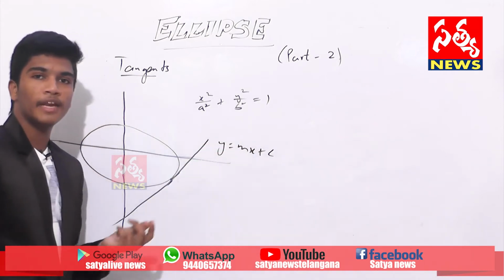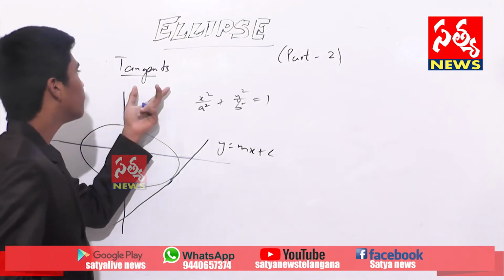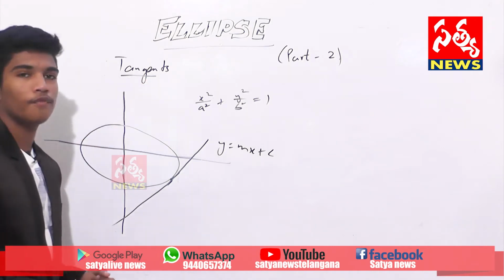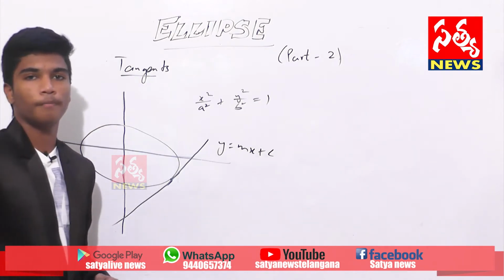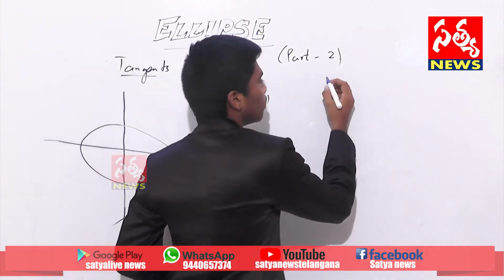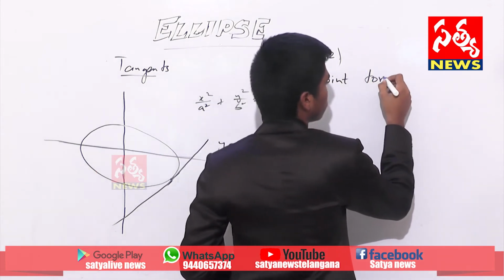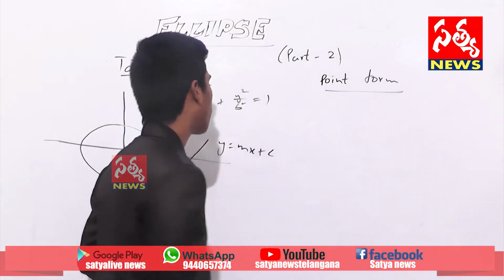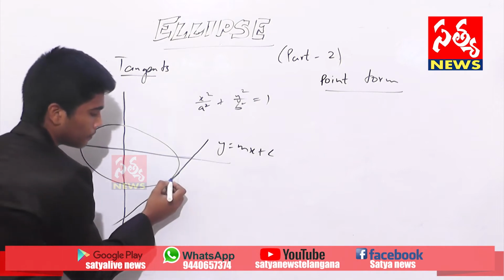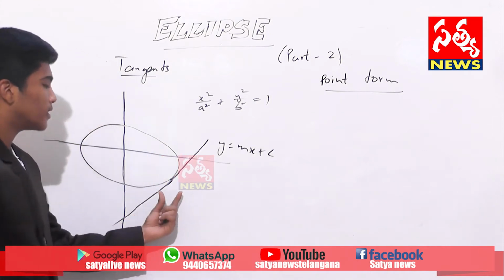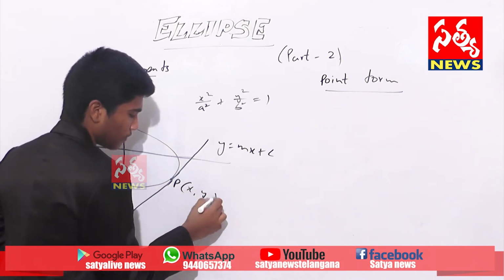As the ellipse had many forms like slope form and parametric form, similarly tangents also consist of different forms such as point form, parametric form, slope form, etc. First of all, let's discuss point form. Now, I am taking this diagram here. Let us assume this point as P and its coordinates are x1 and y1.